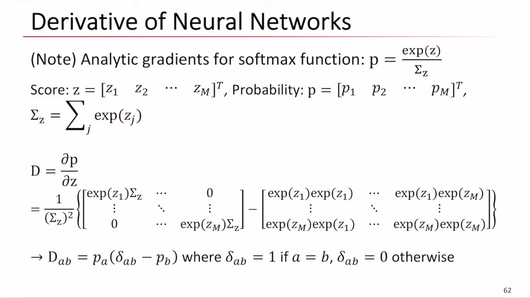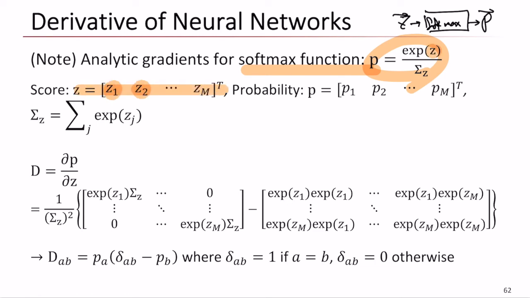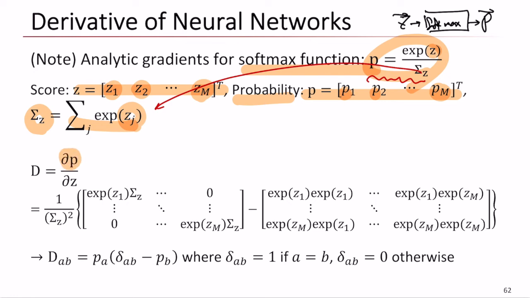Let's talk about the local gradient for the softmax function, defined like this. Here z is a score vector z1, z2, through zm, and the probability is going to be p, as we discussed in previous slides: p1, p2, through pm transpose, and the normalizer sigma is just the sum of the exponentials of zj. This is just the definition of the softmax function. Then what we want to do is the gradient with respect to z, the local gradient.